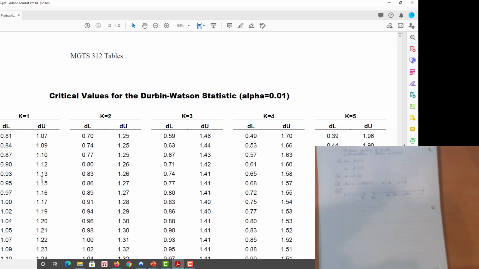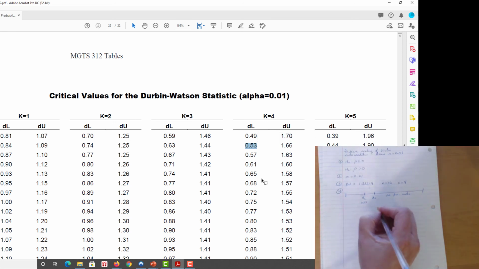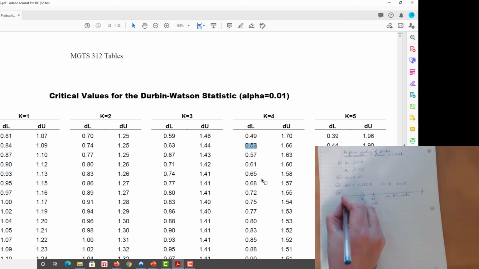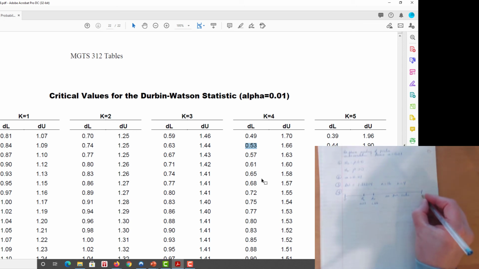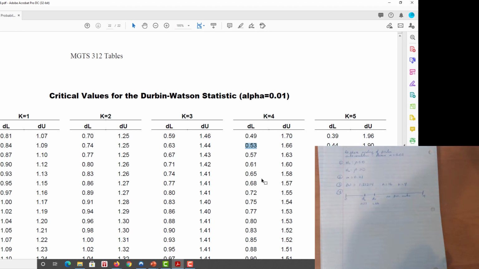So now I look and see n is equal to 16 and k is equal to 4. And so I have a Durbin-Watson lower of 0.53, Durbin-Watson upper of 1.66. And we don't much care about the other ones. If you really want to be technical, there's a 0 up there, and there's a 4 down there.